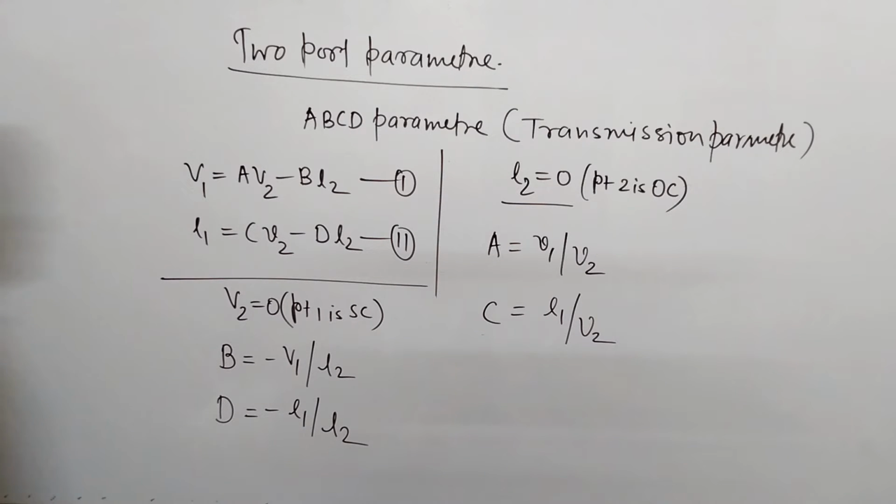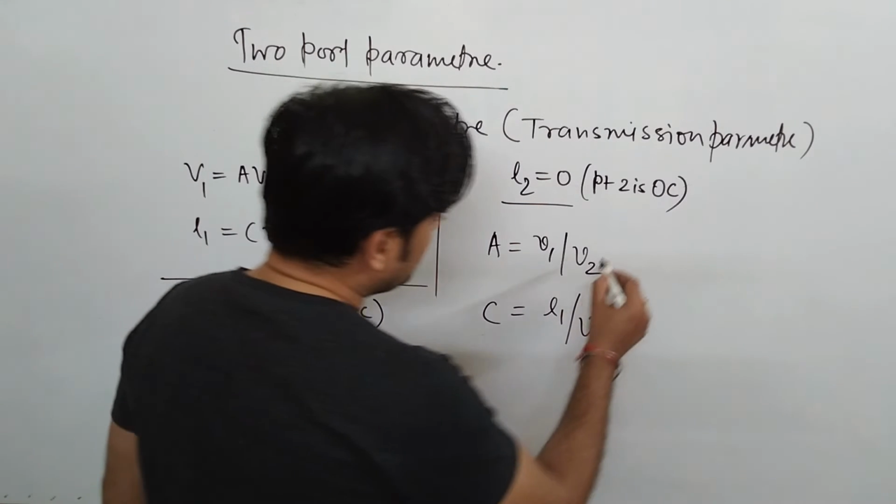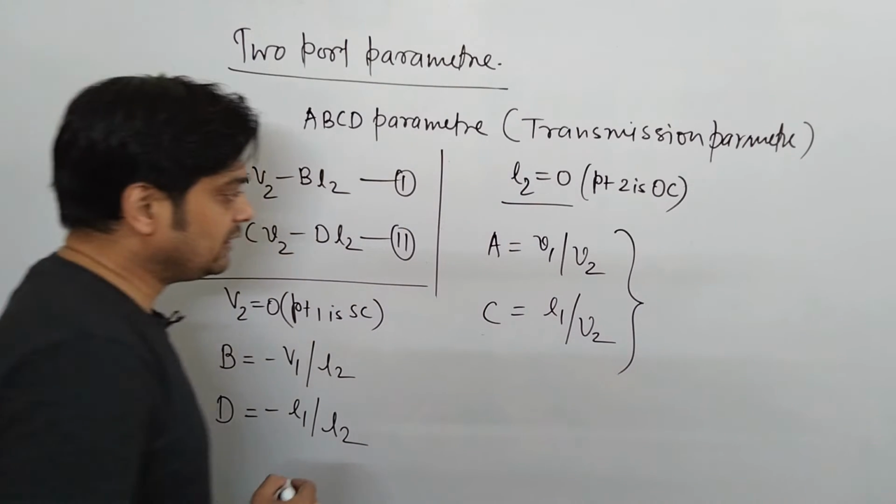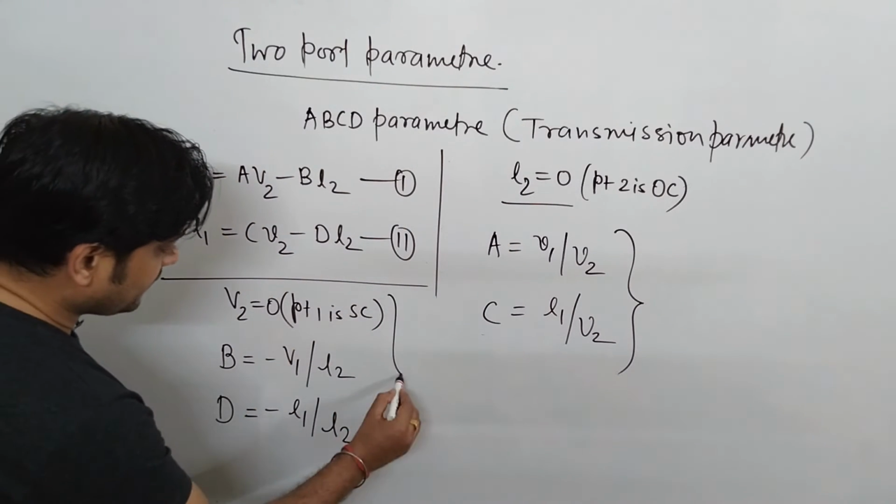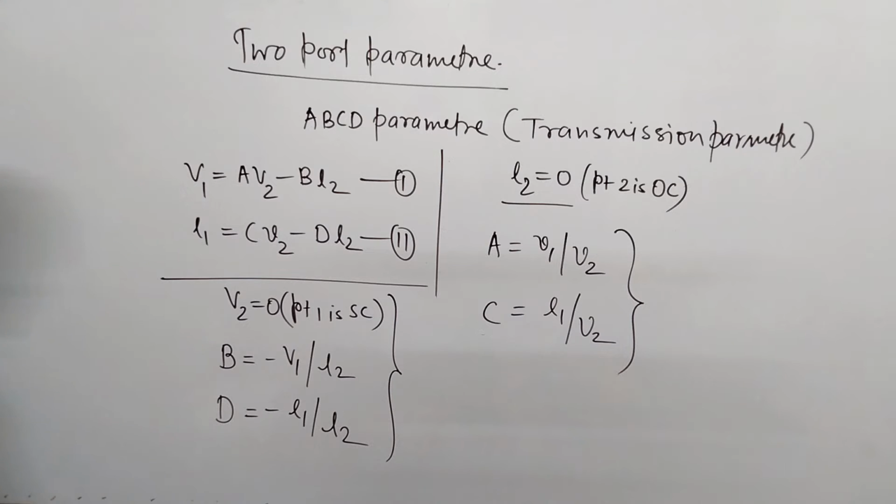When I2 is 0, the value of A comes to be V1 by V2, the value of C comes to be I1 by V2, and when V2 is 0, the value of B comes to be minus of V1 by I2 and D is minus of I1 by I2.